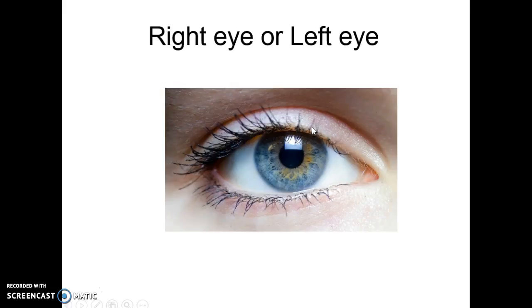Right eye or left eye. Okay, so for this one, you have to cover one of your eyes, and whichever eye you can see better out of, that's going to be your more dominant eye. So if you see better out of your right eye, that's your dominant eye, and you have the dominant trait. So you would check yes for dominant. If you see better out of your left eye, then you're going to check no for recessive. Okay?